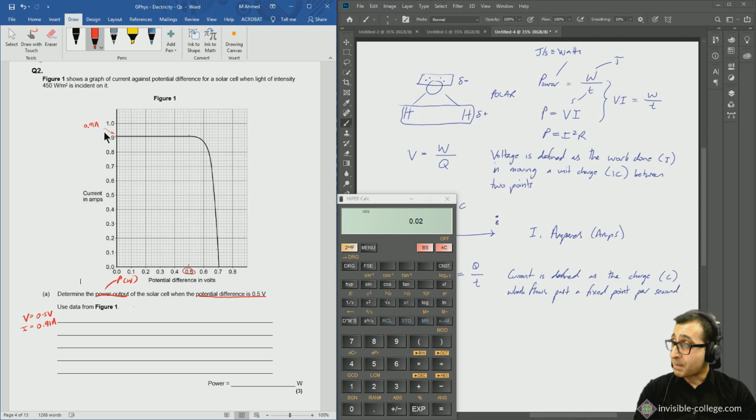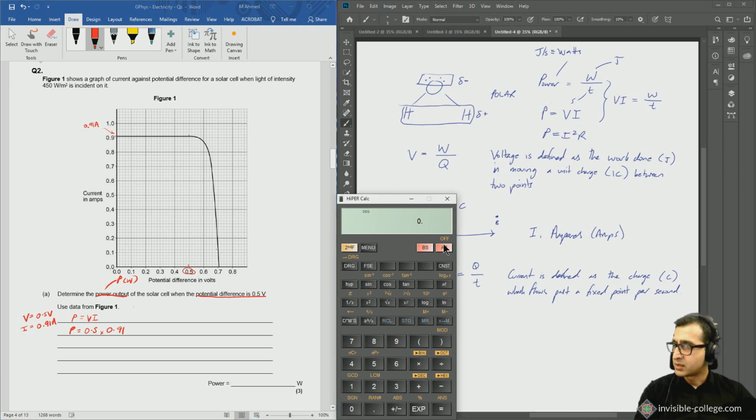So determine the power output. Now, what equation do we know that relates power to voltage and current? Well, it's very easy. Power is equal to voltage times current, right? So power then, show the examiner. We know the equation, power is equal to voltage times current. We have both of those values in their standard units. So we simply, underneath, substitute those values, 0.5 multiplied by 0.91. We then type those into our calculator.